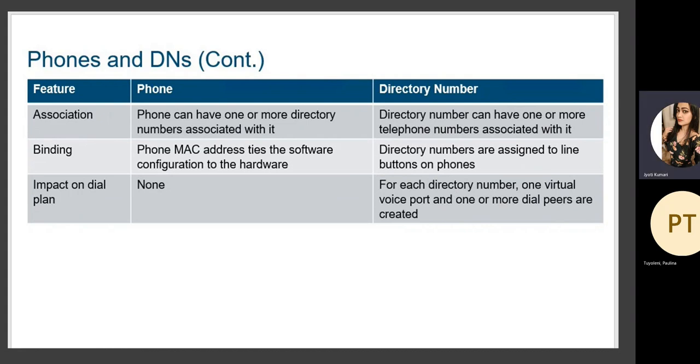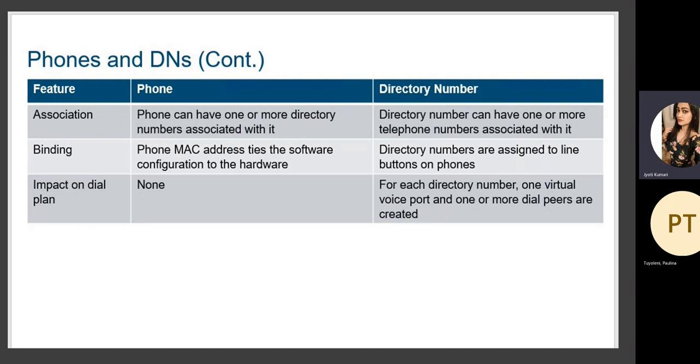Then for associations, a phone can have one or more directory numbers associated with it. A directory number can have one or more telephone numbers associated with it. That is a part of shared line. We can configure shared line on the same phone or on different phones. In the same way, a phone can have more than one directory number, and the same directory number can be on more than one phone.